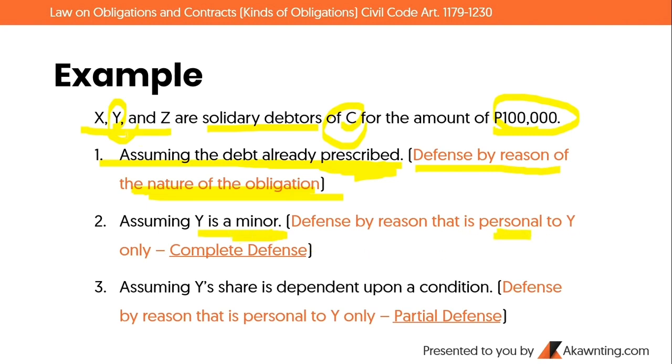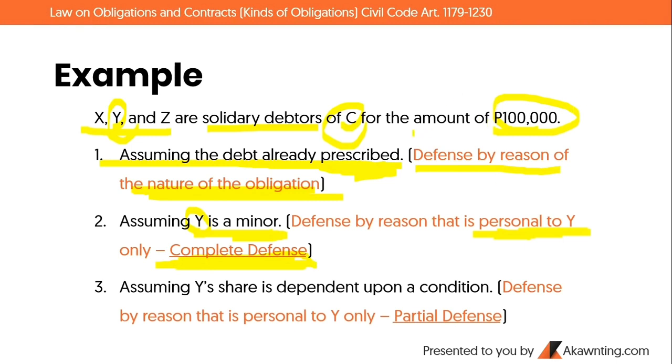Itong defense na to, hindi pwedeng maklaim ni X or ni Z. Kasi hindi naman sila minor. Ang pwede lang makaklaim nito ay si Y. Okay? So, yung defense na ito ay personal to Y only. Pero, this is a complete defense. Ibig sabihin, hindi siya pwedeng singilin. Completely. Hindi siya pwedeng singilin. Okay? Nung 100,000. Okay ba?